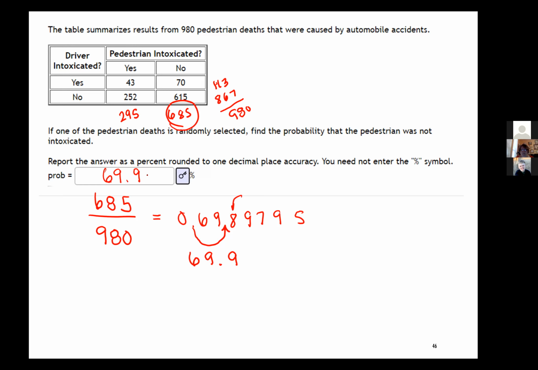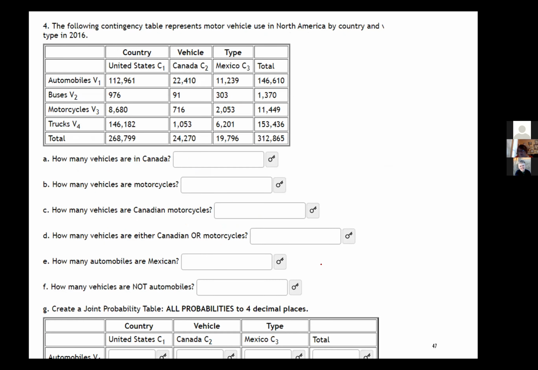The next problem we're going to look at, I believe, is number 10. That's listed as 4. But this is a way more complicated contingency table. But they do give you the totals here. The following contingency table represents motor vehicles used in North America by country and type in 2016.